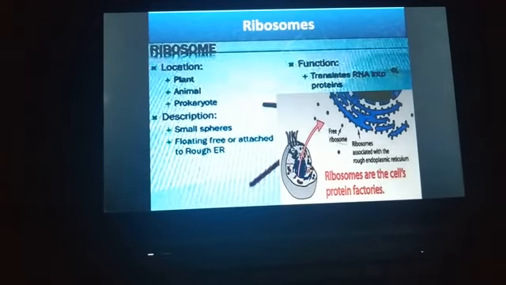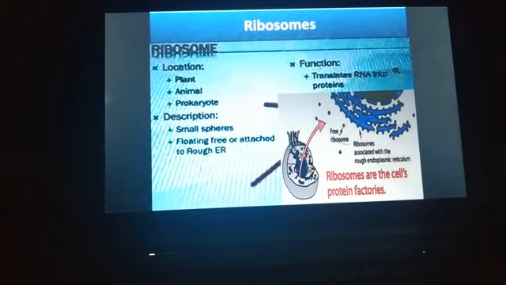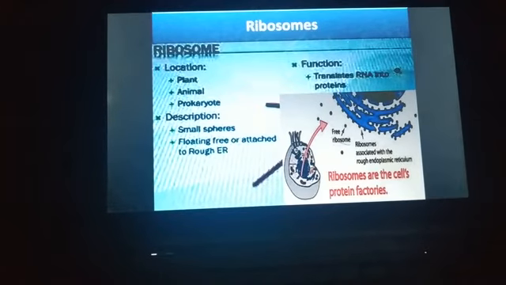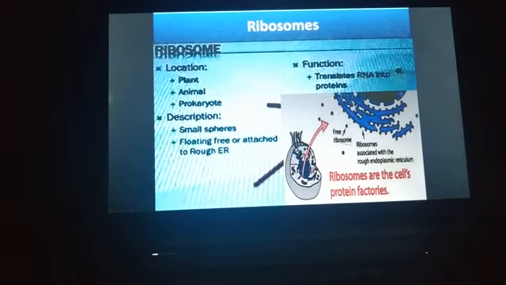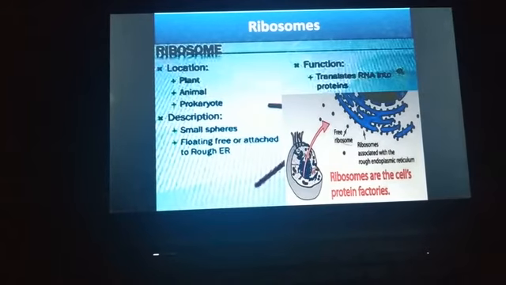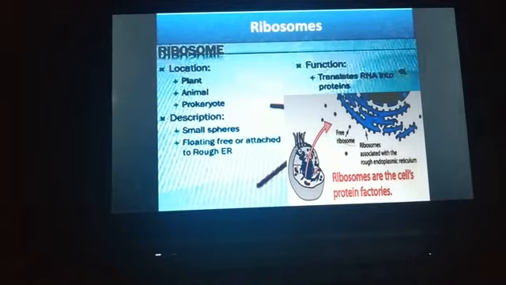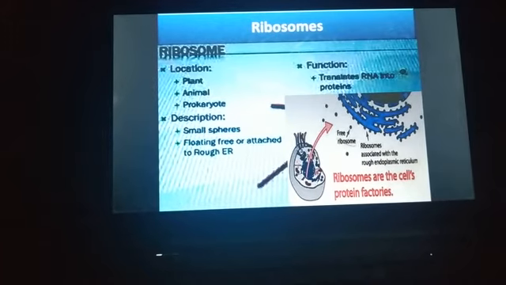Now ribosomes are found in eukaryotes and in prokaryotes both. These ribosomes are present in plants, animals and prokaryotic bacteria, everywhere. So these are found in eukaryotic cells and prokaryotic cells.